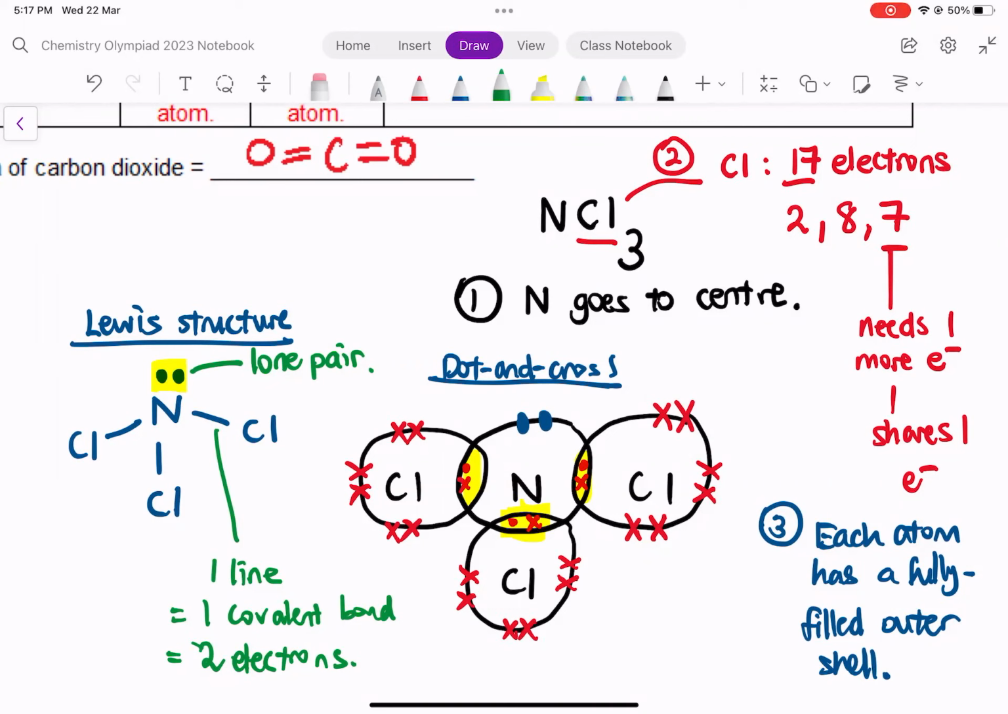So this is a brief recap for my Sec 4s. How do we draw a dot and cross diagram? The 3 steps involved. For the 3 contribute students, I believe you also just did this topic in class, so hopefully it serves as a good recap for you as well. So this is how we draw a dot and cross diagram for a covalent molecule. Moving on.